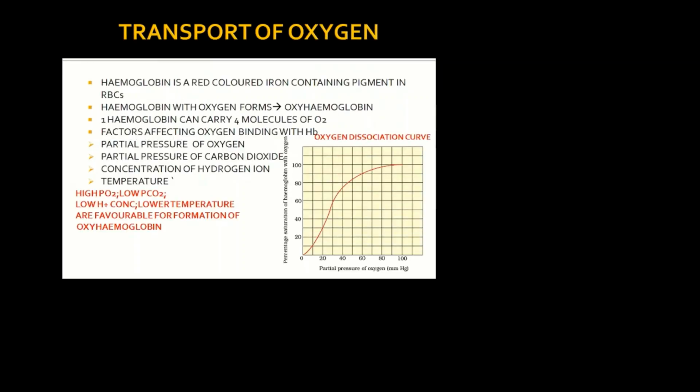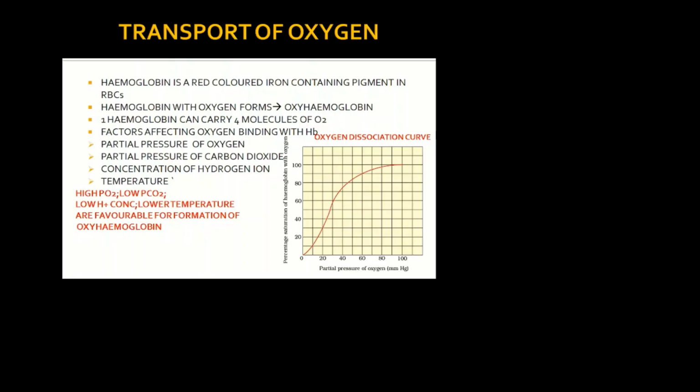Transport of oxygen. Here, as I was saying about hemoglobin, hemoglobin is a red colored iron containing pigment. It is a coordination complex. You study it in chemistry. Hemoglobin with oxygen forms oxyhemoglobin. One hemoglobin can carry 4 molecules of oxygen. This is O2, the molecular mass is 32. Factors affecting oxygen binding with hemoglobin.